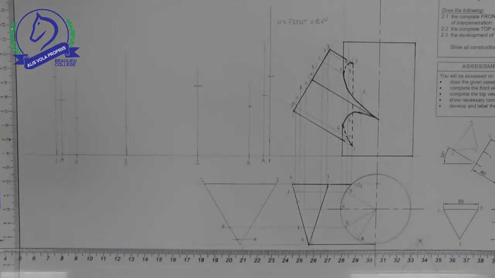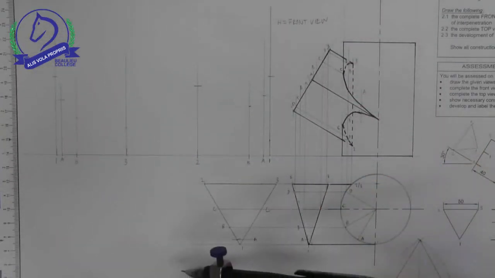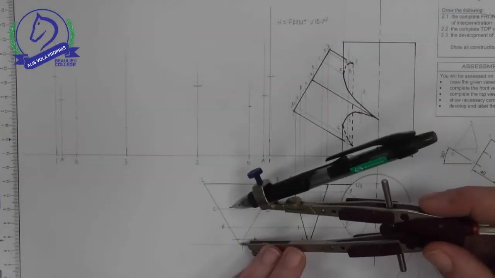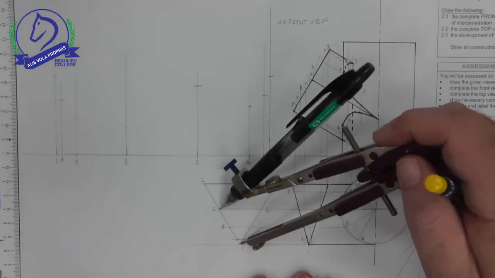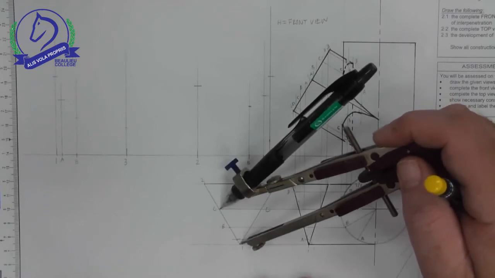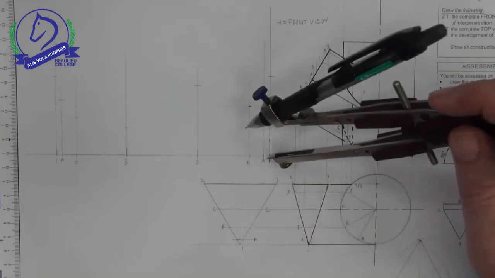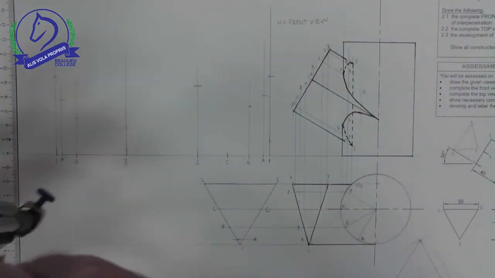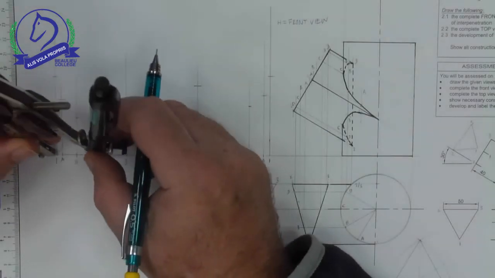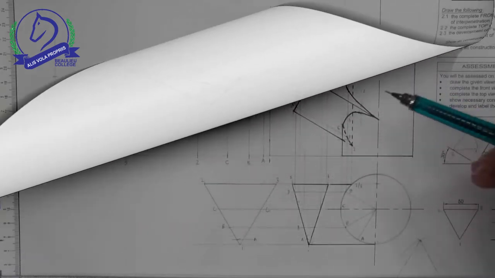Next, step 3, or point 3. I've projected point C to cut our auxiliary view. I'm following the same process. I'm taking my corner from 1 to C, and I'm going to now transfer that. So I've measured from 1 this time. So there's my distance from 1 to find point C, and I'm going to draw in my vertical line.